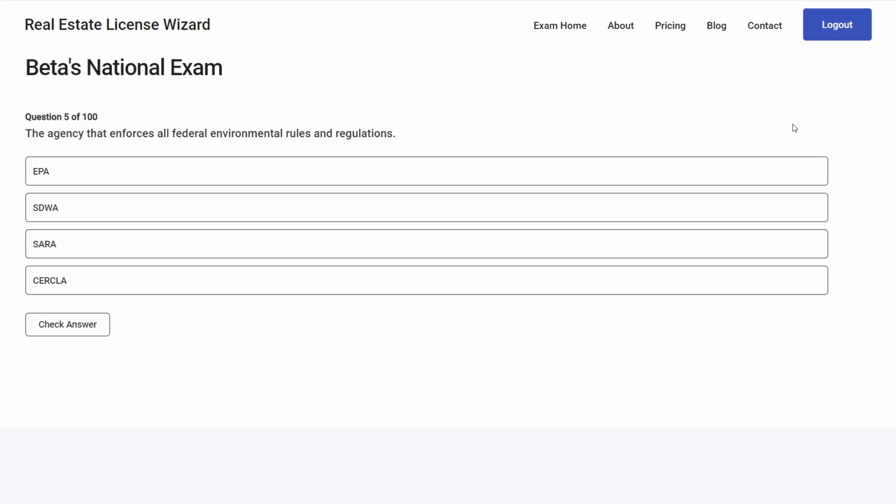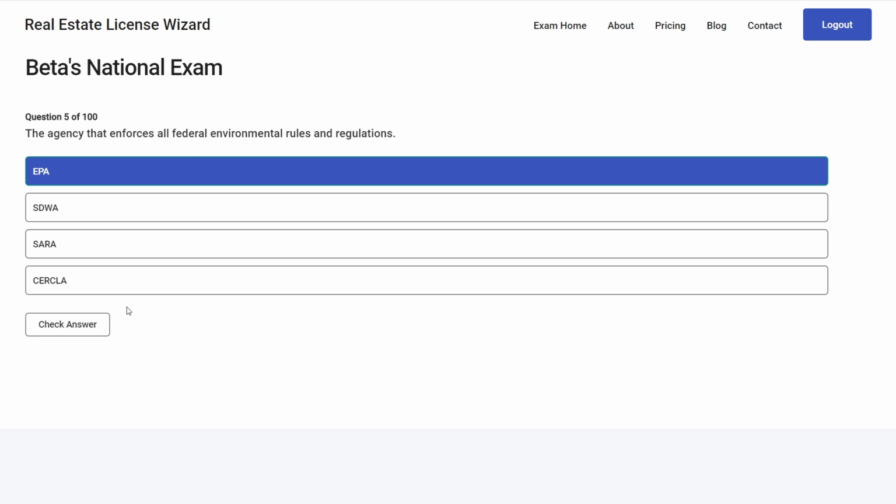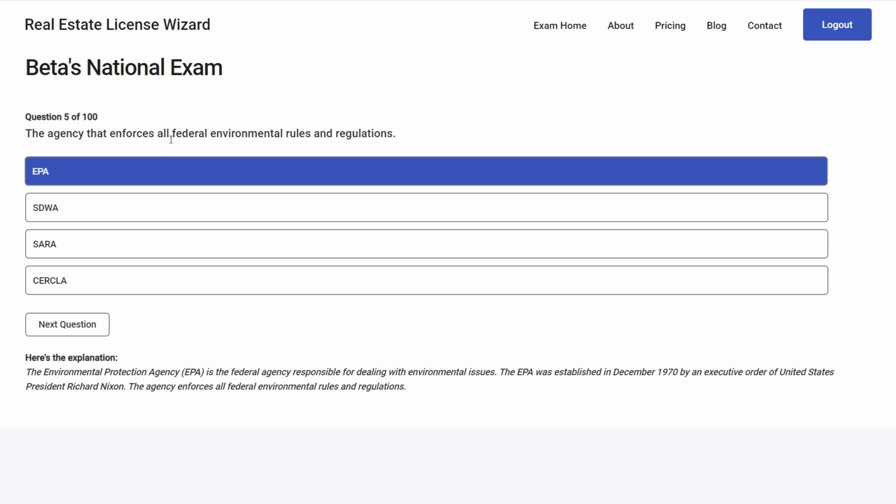All right, did you guys come up with it? All right, so the correct answer for this one is the EPA. Yes, the EPA, the Environmental Protection Agency. So that's the federal agency responsible for dealing with all environmental issues. The EPA was established in December 1970 by an executive order of the United States President Richard Nixon, actually. And the agency enforces all federal environmental rules and regulations. So pretty straightforward. Just got to know what the EPA is and kind of what it does.